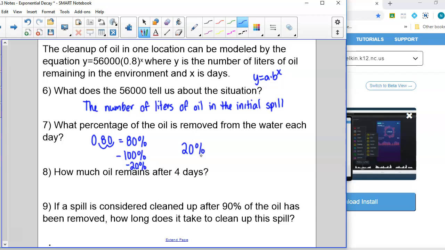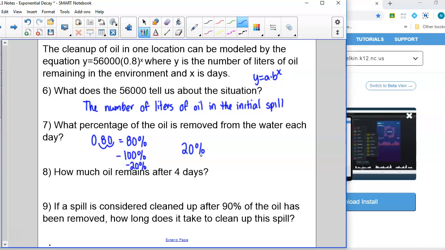I think it's probably easier than growth because you've already learned growth. And this is pretty much the same as growth, except we're going to have numbers below 1 for our B. Okay, questions?